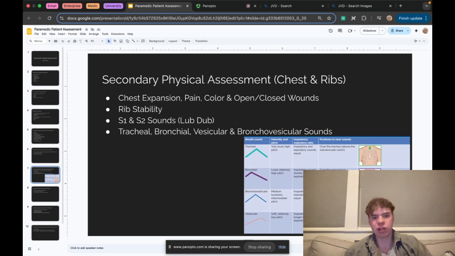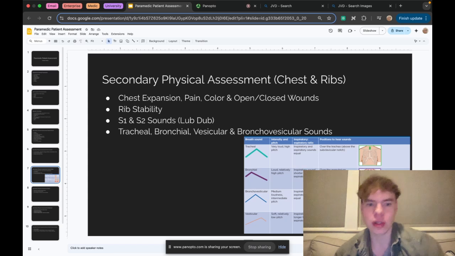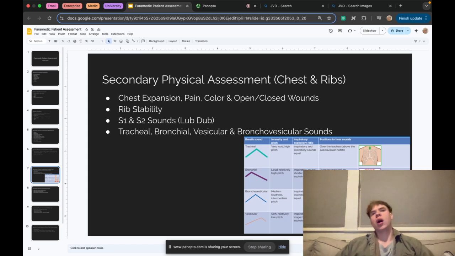And also listening to lung sounds. Listening to your lung sounds is very important. You can just take the stethoscope and listen here, here. I have a chart here of where you can listen to your lung sounds. You can listen to the trachea, which is right here, your bronchial lung sounds, which are in here, bronchovesicular, which is down here, and then your vesicular, which is pretty much all of your lungs.